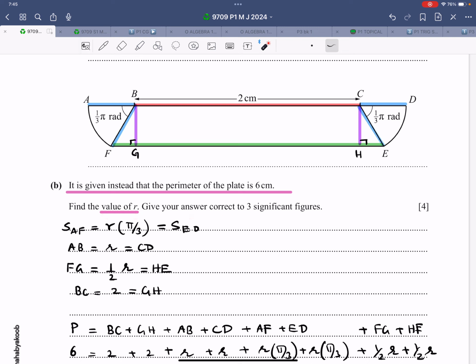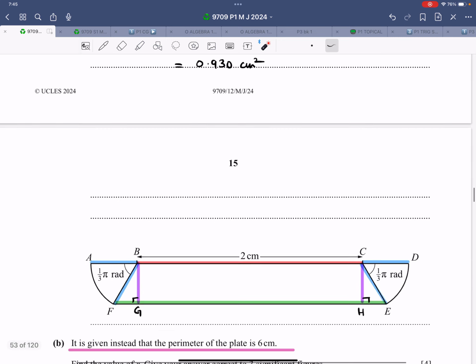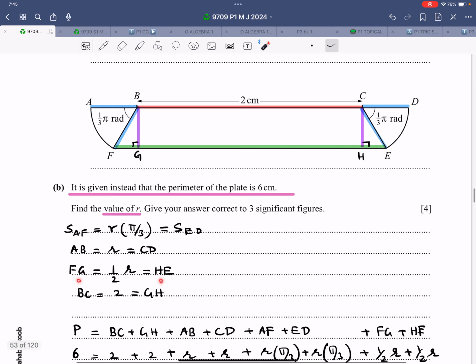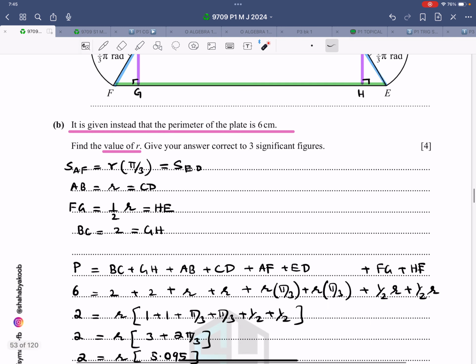So now the arc length AF, that is R into pi by 3. That is equal to this arc length over here. AB is equal to R is equal to CD. FG is half R. Remember, this was over here, FG. So this 0.4, if I write it as R, so this is half R. And HE is also half R. What else is there? This is 2 and this is 2.